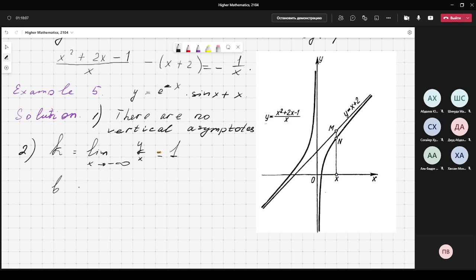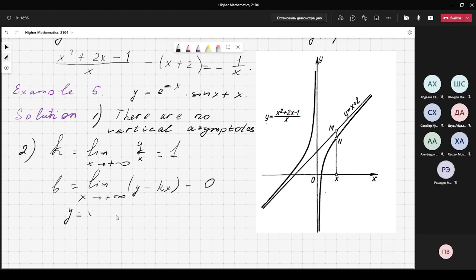b is equal to the limit as x approaches plus infinity of y minus k times x, equals 0. Hence, the straight line y is x is an inclined asymptote as x approaches plus infinity.